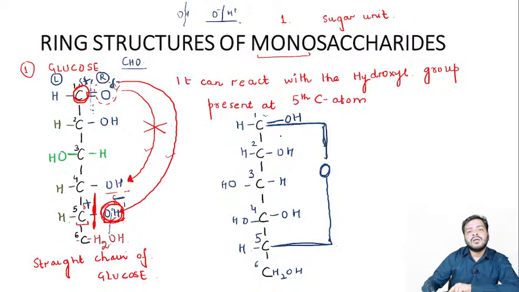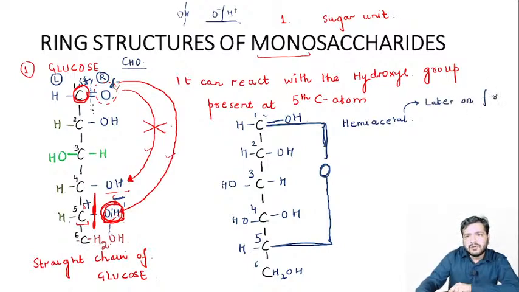So now this structure where you can see the aldehyde group, this structure is basically known as hemiacetal. Now this structure will later on form the ring structure, and this ring structure is basically the pyranose ring.